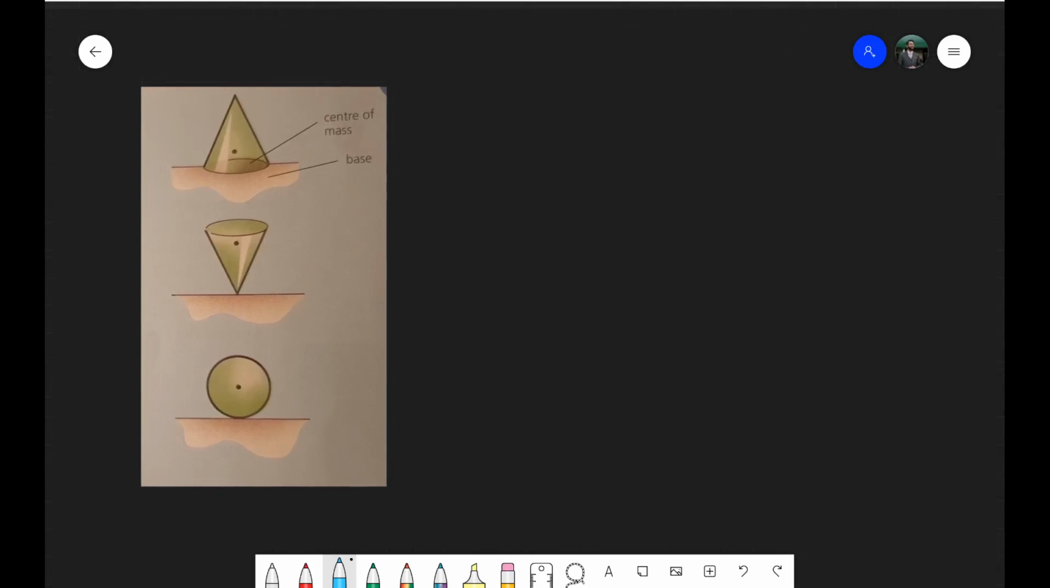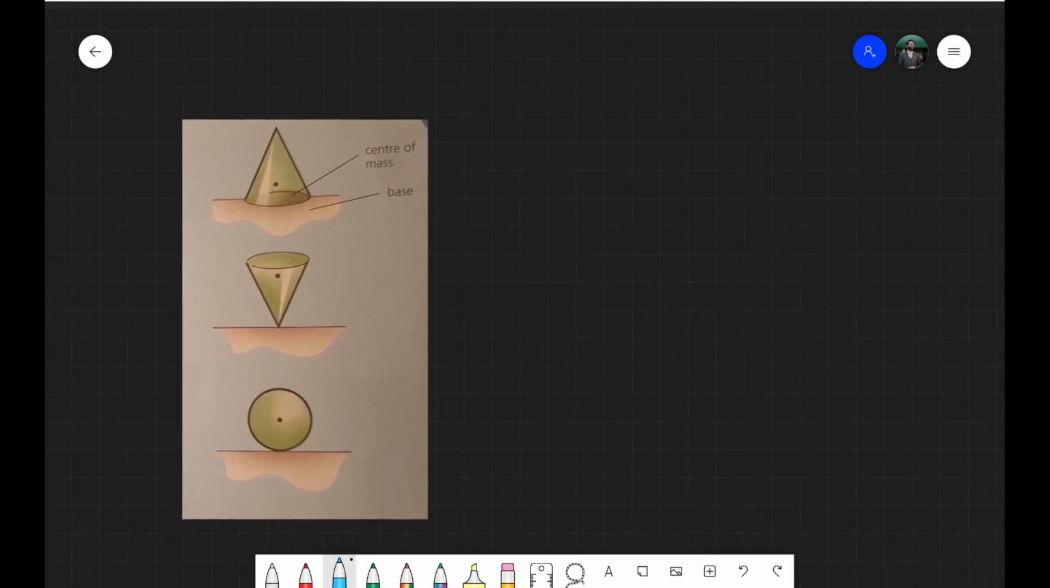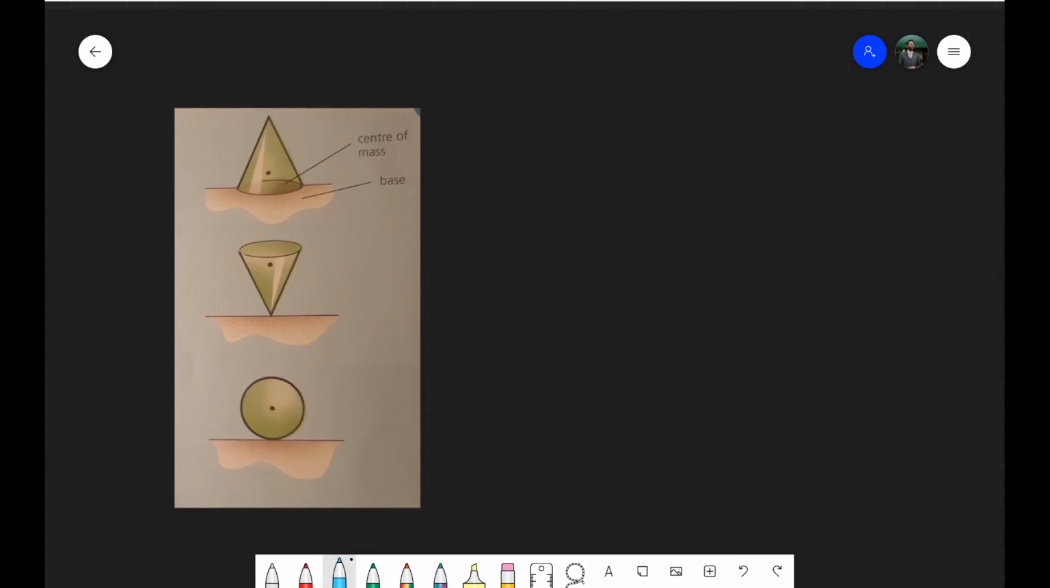Now there are three different types of equilibrium for objects, and they also have to do with the stability of objects. So you can look at number one here. This is what you actually call stable equilibrium, because if you let the cone sit in this position, the center of gravity is actually above the base and it stays there, and this is why the cone is going to stay stable. It is not going to rotate anywhere, it's not going to go anywhere.